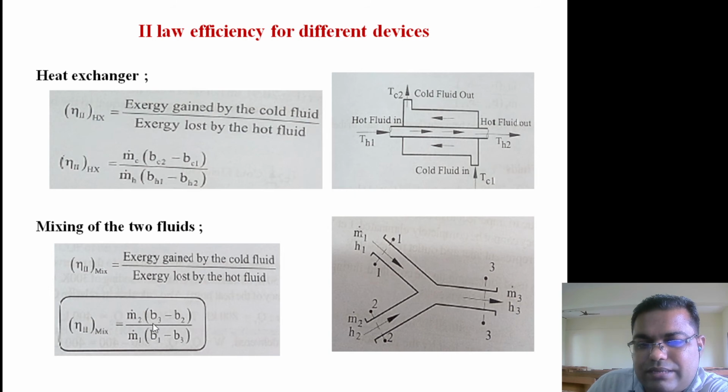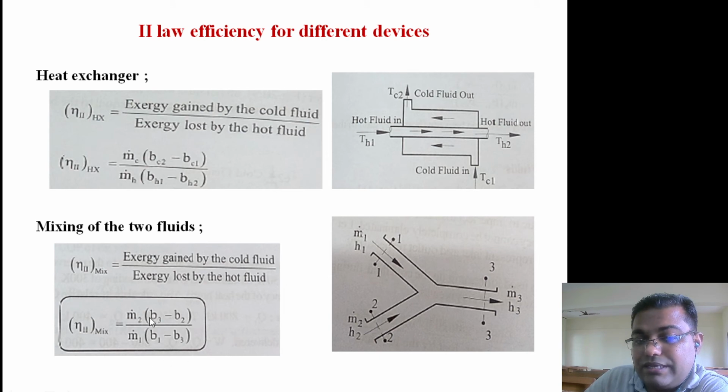So we can say m2, how much it is gaining? It is gaining with respect to T3, right? T3 minus T2, this difference will be the energy gained by the cold fluid, and T1 and T3 in between, we can find out the energy lost by the hot fluid. So we can say mass of 2 times B3 minus B2 divided by mass of 1 times B1 minus B3.